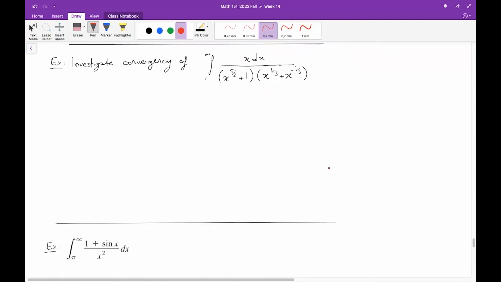Let's look at the next example. Here, investigate the convergence of this complicated function. So our function f of x is given as x over (x to the power 5 over 2 plus 1) times x to the power 1 over 3 plus x to the power minus 1 over 3. Now we want to apply the limit comparison test here. To be able to apply it, we need to choose some g of x function, right?